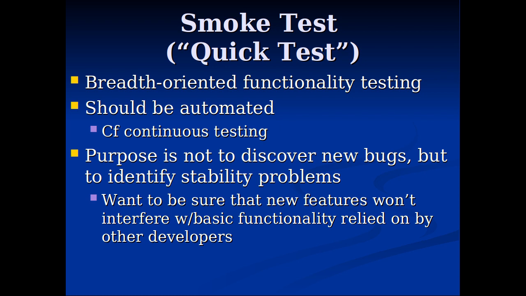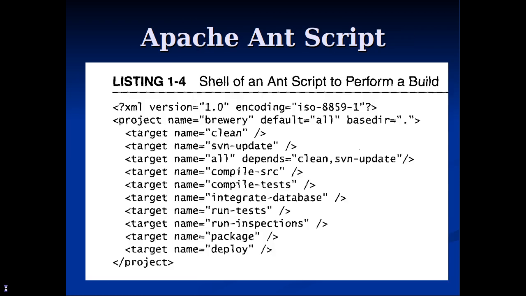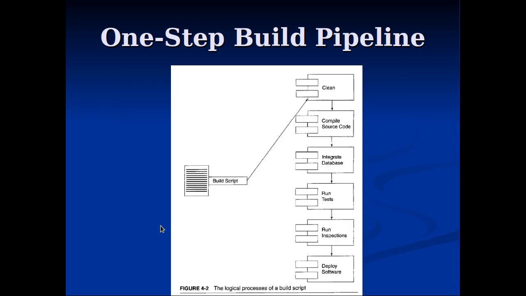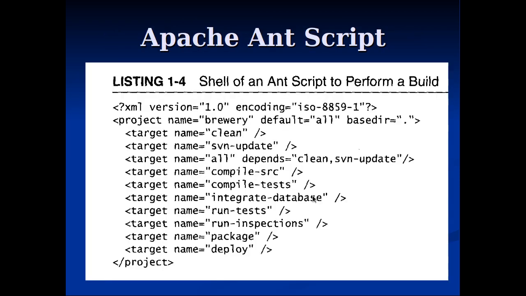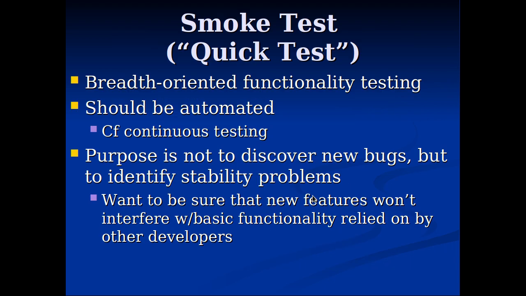Okay, I don't have time to go into more than this, other than to note that the smoke test is associated with this build, where you run tests. You're running a broad set of tests to check: is the system basically sane? Is it working? Is there anything so broken that we've got to roll back this latest check-in that triggered this build? Okay, that's all we have time for today.